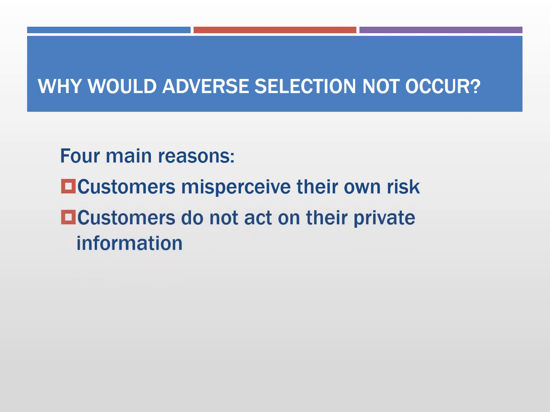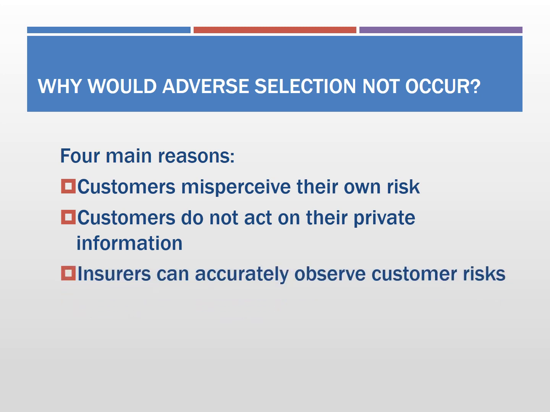And number 2, customers do not act on the private information. So in some cases, even though customers have this private information on their own, they do not actually take advantage of it in the insurance markets, such as we talked about in the automobile insurance markets, where the rookie French drivers are not only rookies on the road, but they're also rookies at buying insurance, so they do not know that they can take advantage of this information.